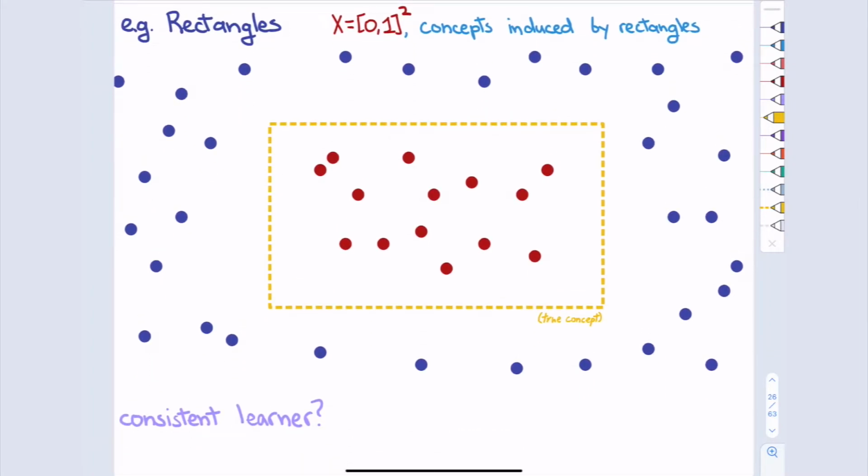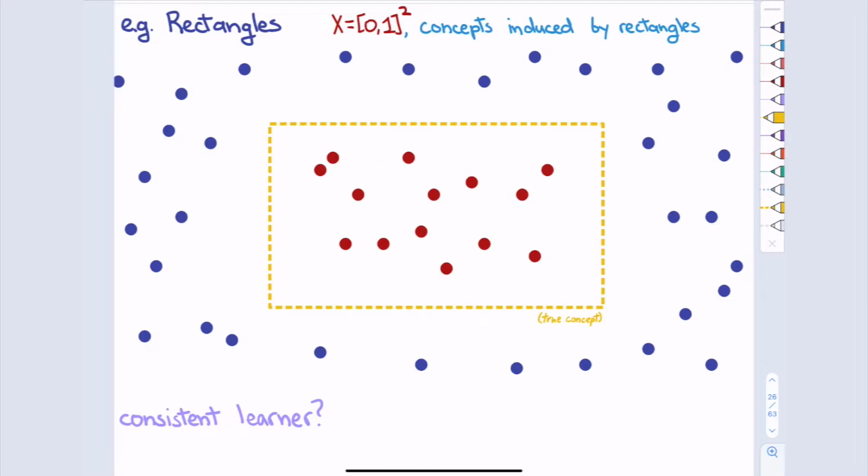Suppose all the points are coming from the 1 by 1 grid square, and my concept classes correspond to rectangles. Maybe outlined in yellow is a true concept, and so the points inside are colored red, which means true, and the points outside are colored blue, which means negative. All right, what would be a consistent learning algorithm for this setting?